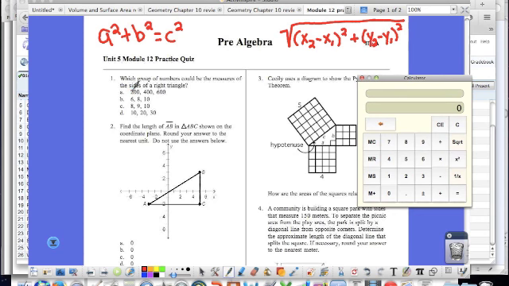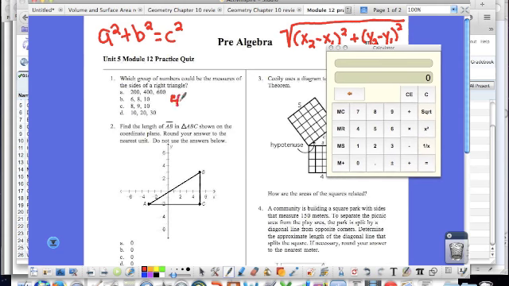For A, what is 200 squared? 400. Is it 400? It's 40,000. What is 400 squared? 160,000. What is 600 squared? Is 40,000 plus 160,000 equal to 360,000? You should say 360,000. Is that equal to that? No. So it's not that one.